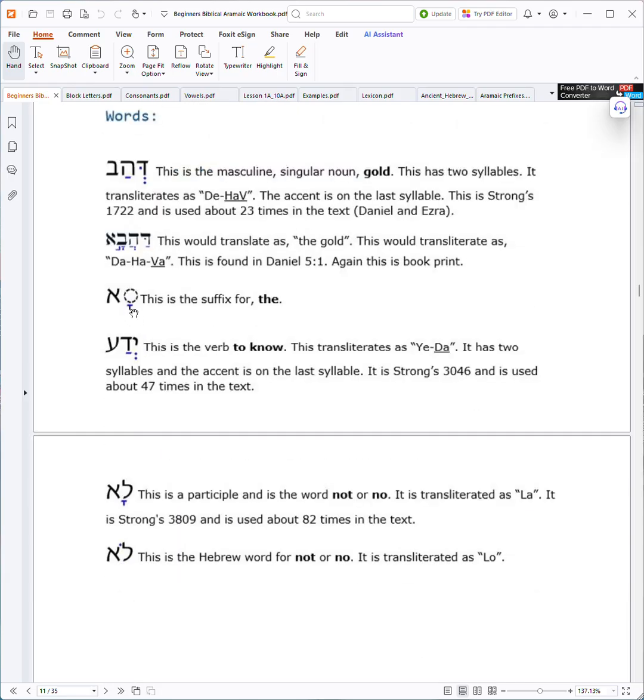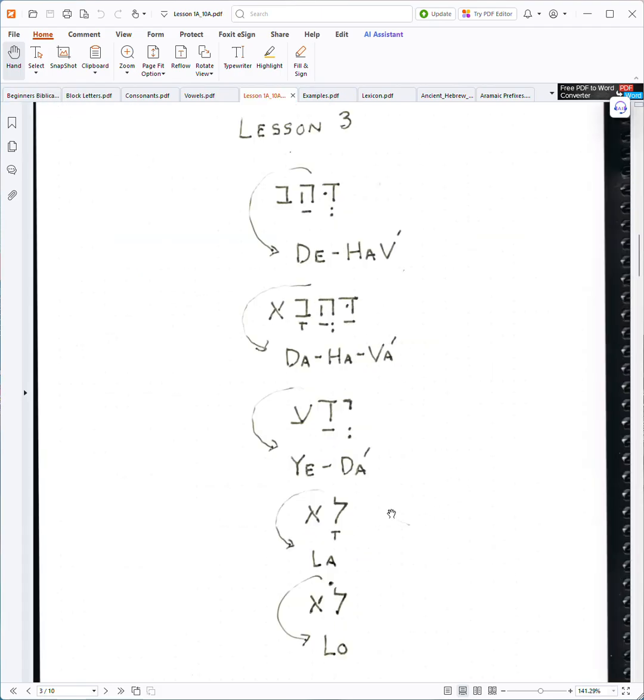Our next word is know or not. And it is written like this. So we have the lamed with the qamats, and the aleph is silent. So we have a L-A. And the Hebrew word is L-O. So la or lo. La or lo.